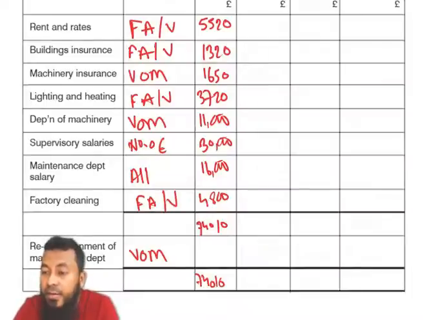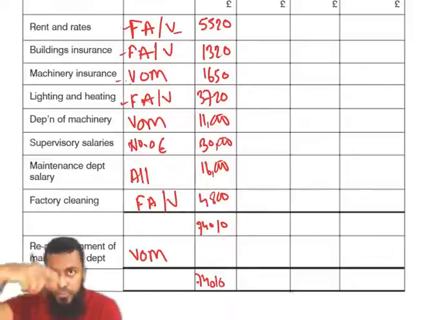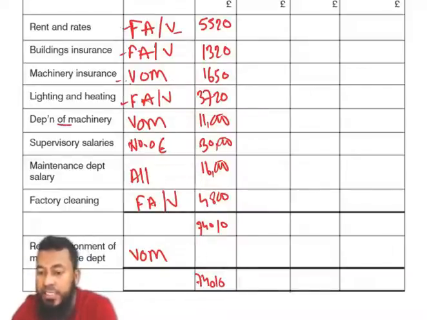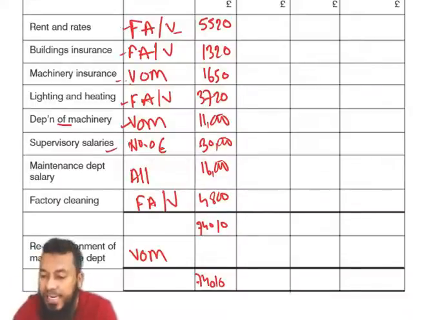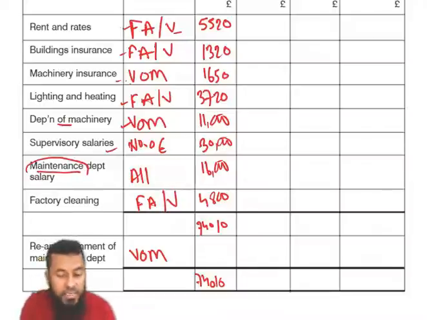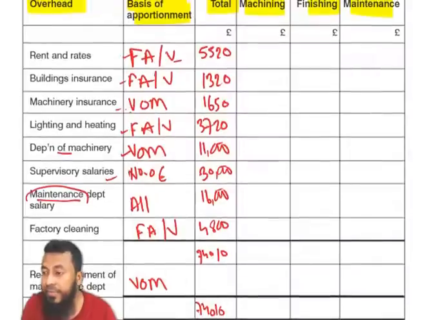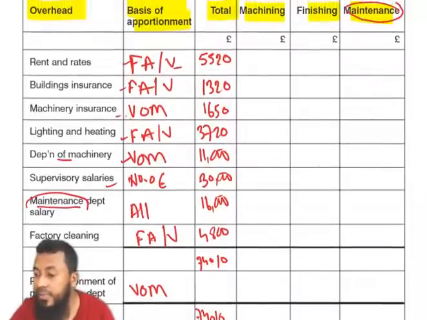Rent and rates, floor area, no doubt. Building insurance, floor area or volume. V means volume. Machinery insurance, VOM means value of machinery. Heating and lighting, floor area or volume of the area. Depreciation of machinery, value of machinery, net book value of the machinery. Supervisor salaries, number of employees. Maintenance department salary, look at the name, maintenance department, specifically told the salary belongs to this maintenance department.